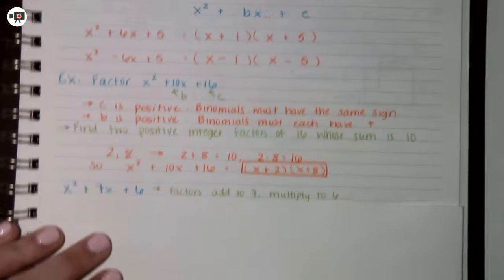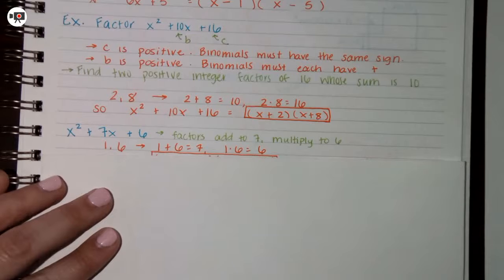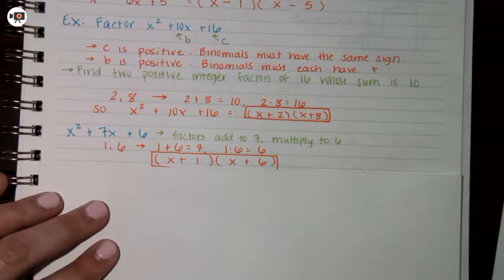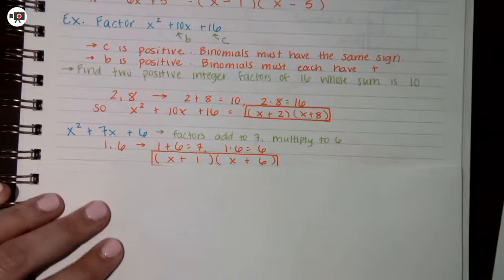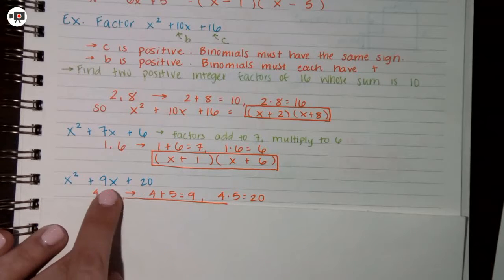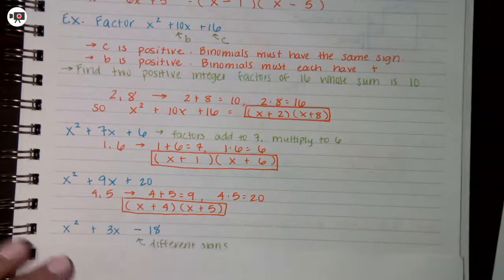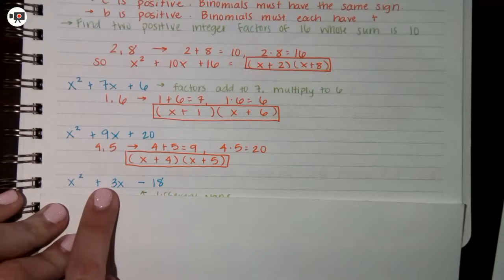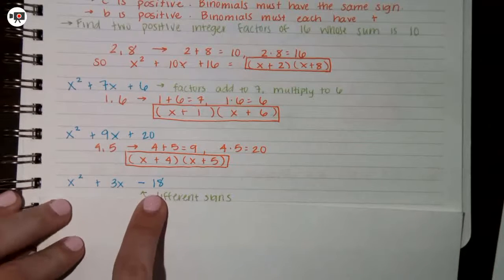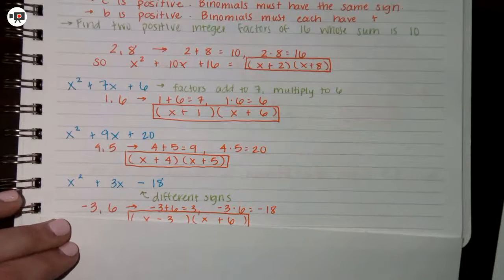So x squared plus 7x plus 6, I'm looking for factors that add to 7 but multiply to 6. So that's 1 and 6. And so I have (x plus 1) times (x plus 6). In this one, we need them to multiply to 20 but add to 9, and that's going to be 4 and 5. And one more, they need to multiply to negative 18 but add to 3. So they need to have different signs, and the larger one needs to be positive. So that's negative 3 and positive 6.